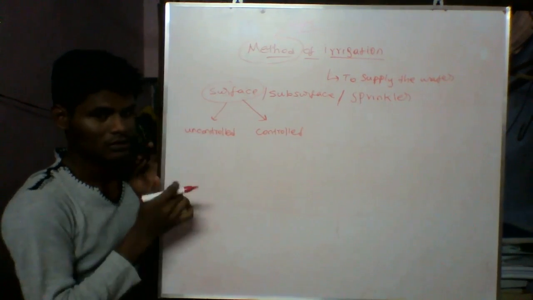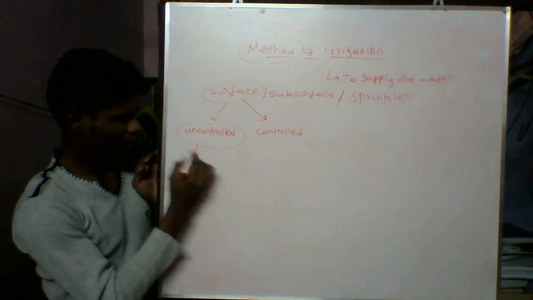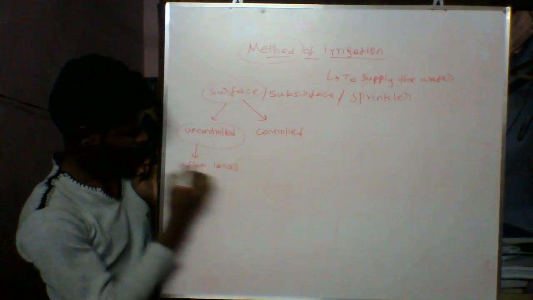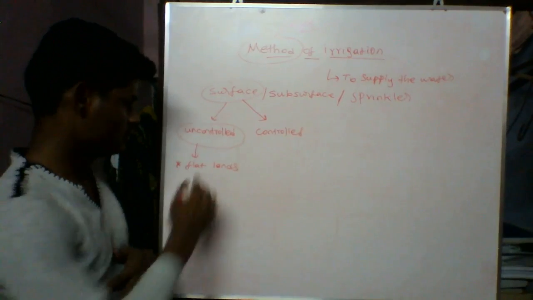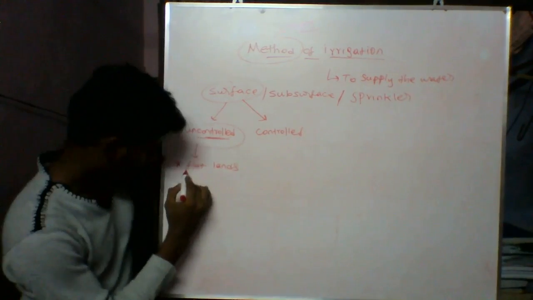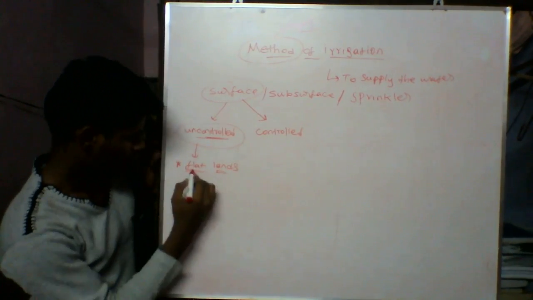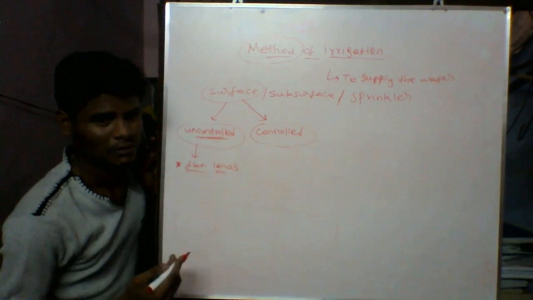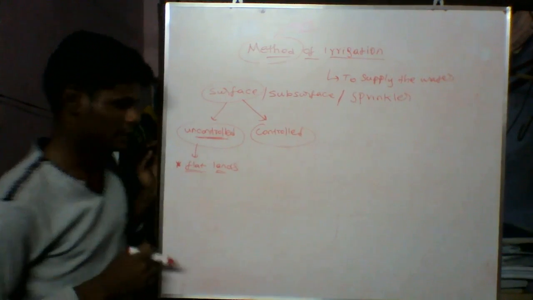In uncontrolled surface irrigation, we use the uncontrolled system in flat lands. In flat land, we are not able to control the water. Due to the flat land, the uncontrolled water flows. So in flat land, we have to use the uncontrolled system. There is no need of control because this is flat land. So the uncontrolled water is flowing on the flat land.